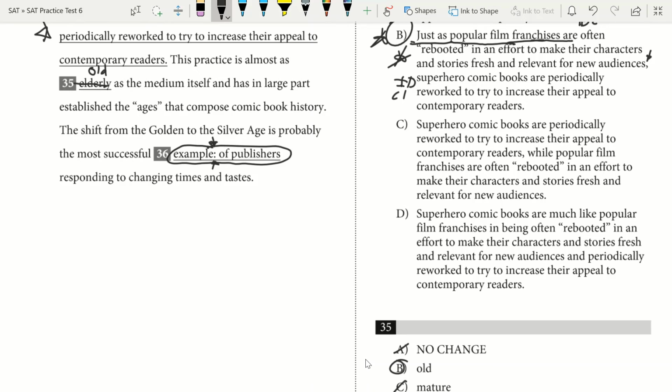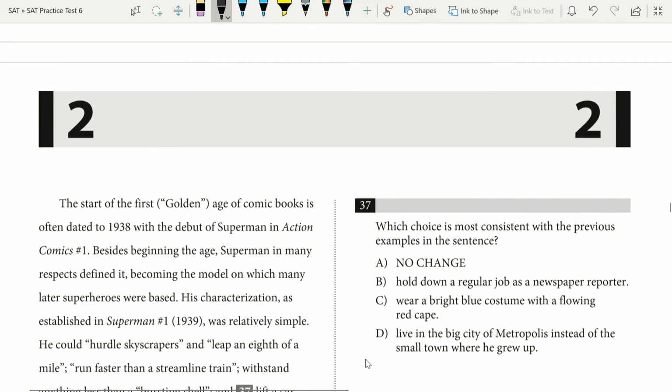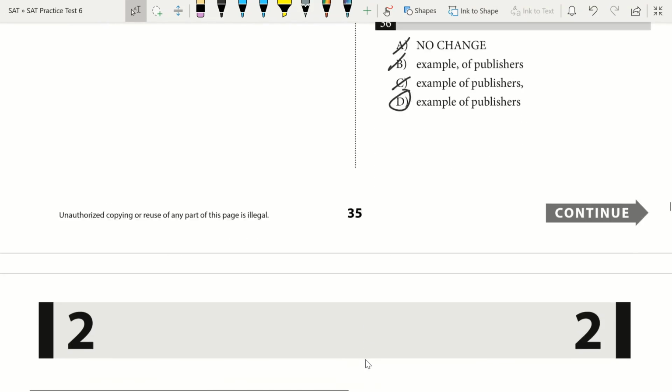So we read it again. The shift from the Golden to the Silver Age is probably the most successful example of publishers responding, right? So we have subject and then verb. We don't need a comma there. So our answer is going to be D. Right, now we have responding to changing times and tastes.